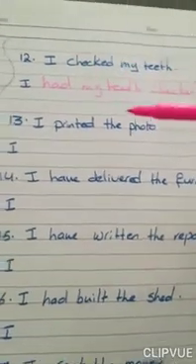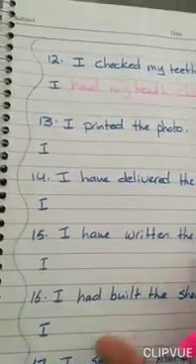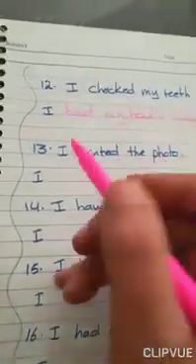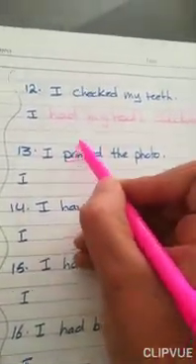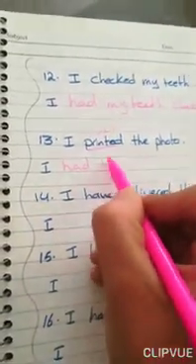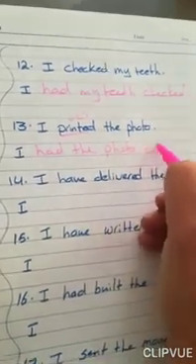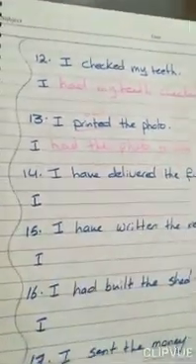Moving to number 13, I printed the photo. The previous example was I have printed the photo, so there's a big difference. Now I printed the photo. This is verb, very good, verb 2. So you get I had the photo printed, very good.